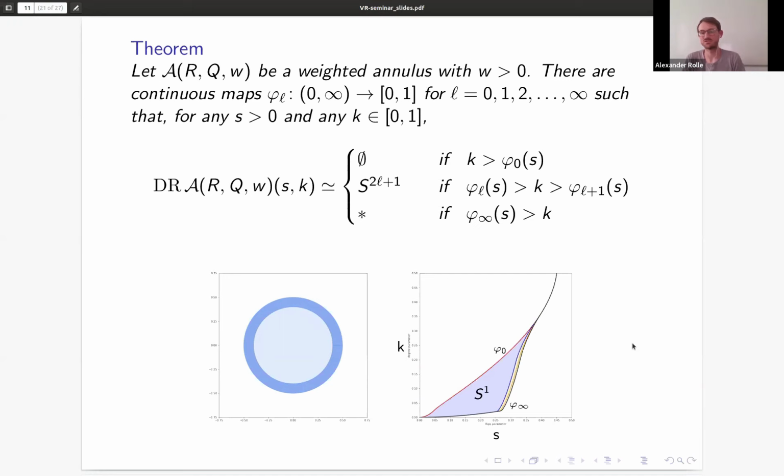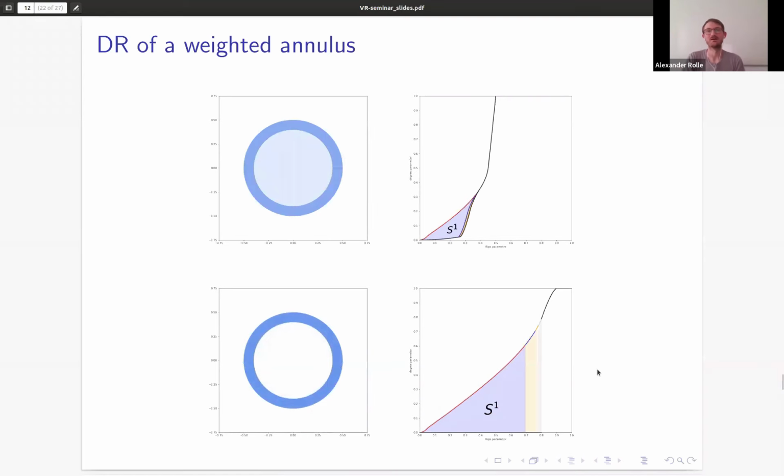So there's even a little Python script I wrote that when you put in R, Q, and W, it will plot these curves. And so this is in a way the main interest, at least for me, of this computation: that you can see exactly what the region is where you get S1, for example. Now I didn't say on the previous slide, but there's a version of this result when W is 0. And this is the picture you get for that case.